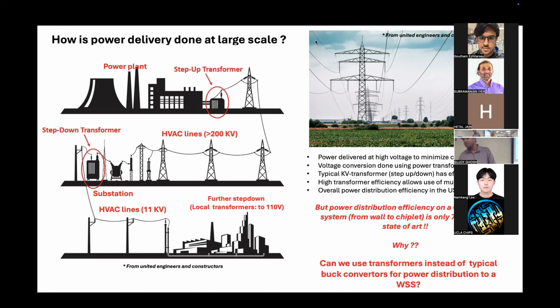So the question is, can we use transformers instead of typical buck converters in order to distribute power to a wafer scale system, right? This is mainly work in progress, and I just want to talk about the approach that I've taken to particularly address this. Namkang is the one who's going to work on this in the foreseeable future, maybe. But yeah, so why does frequency matter?